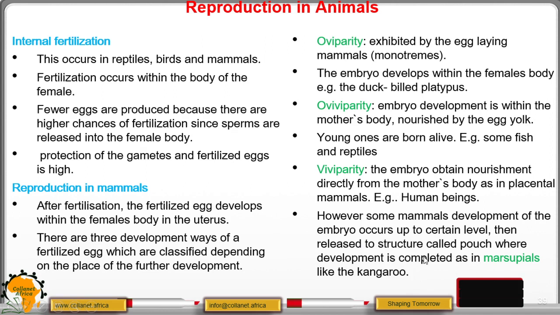You might have seen a kangaroo, it has something like a bag on its belly that is called a pouch. So it is ejected from the placenta to complete its development in that structure.